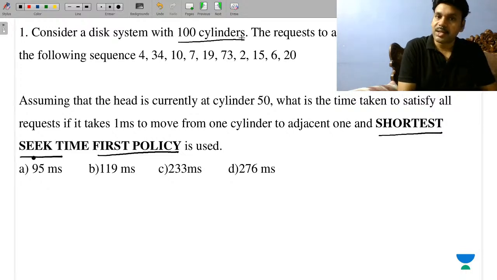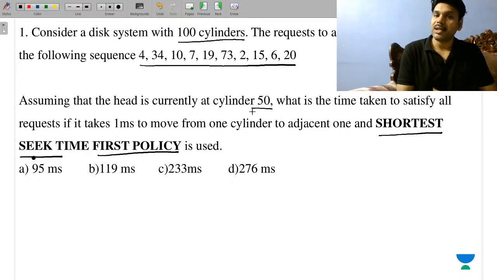Now he said that 100 cylinders are there. The question may come in the form of cylinders or tracks. 100 cylinders, and this is the requested sequence. He said that the head is currently at the 50th position. He is asking what is the time taken to satisfy all the requests, and each movement takes 1 ms. Therefore friends, one requirement here is that you have to write your cylinder numbers in ascending order. So I am writing them in ascending order. You see that this is the start of the disk and this is the end of the disk.